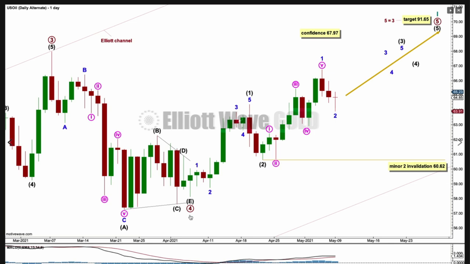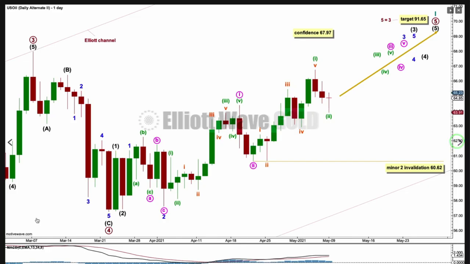I'm going to consider both though, because if primary 4 has ended here, this is where primary 5 may have begun. Intermediate 1 and 2 could be complete. Within intermediate 3, minor 1 and 2 could be complete. If minor 2 continues lower, it may not move beyond the start of 1 below 60.62. The target here is for primary 5 to reach equality in length with primary 3 at 91.65, and on the way up, if we get a new high by any amount at any time frame above 67.97, then I will consider that this wave count, a more bullish wave count, should be used for oil.